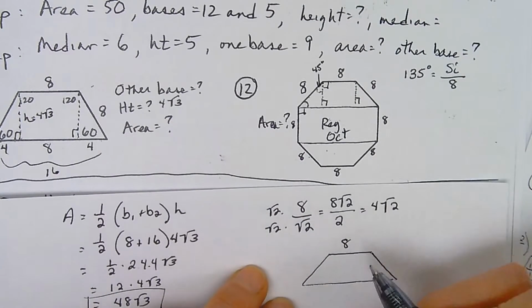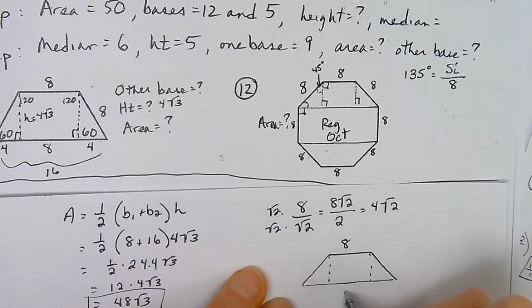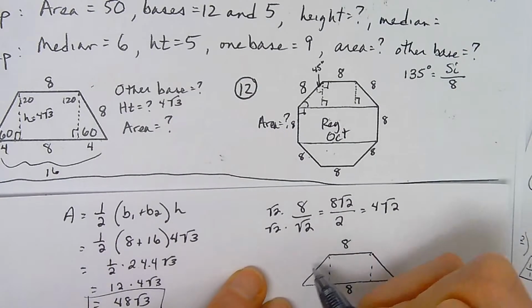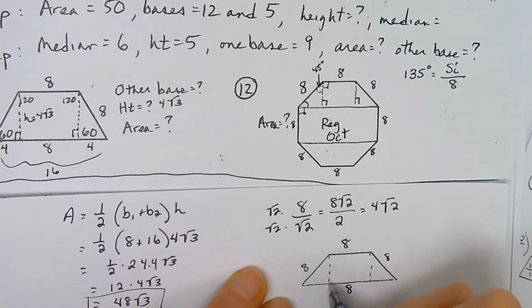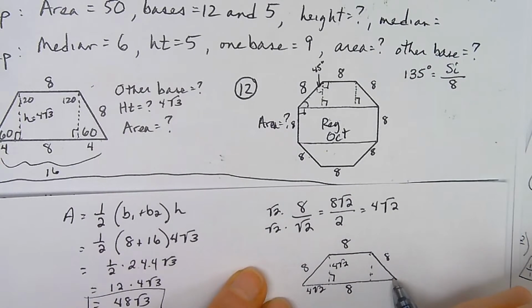with a base of 8, and then this piece right here is 8. This is 8, this is 8. And this height is 4 rad 2, and this segment is 4 rad 2. And the same goes on this side of the trapezoid. If this is 8, then this is 8 divided by rad 2, and so it's 4 rad 2.